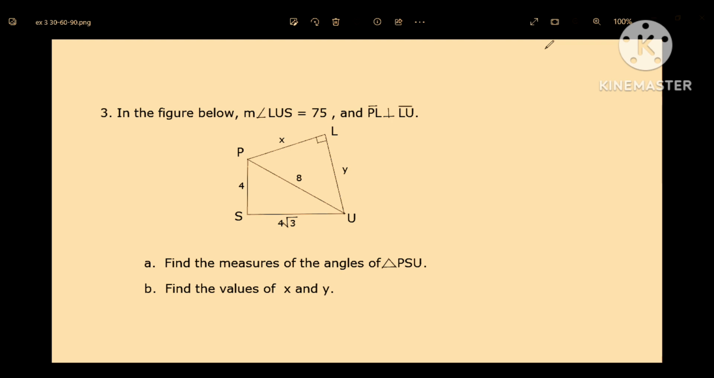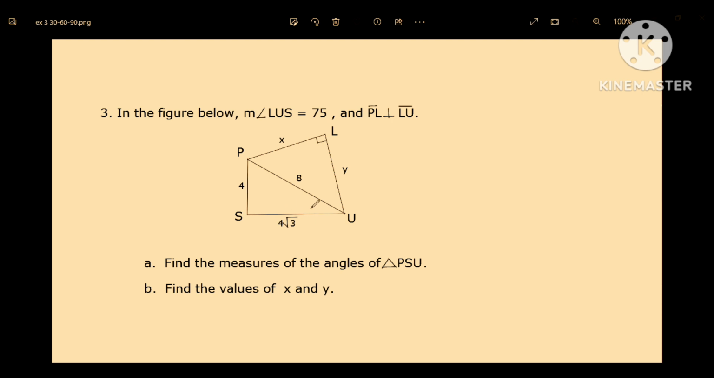Number 3. In the figure below, measure of angle LUS equals 75 and PL is perpendicular to LU. Now we're asked to find the measures of the angles of triangle PSU. Now, looking at the dimension of the legs of triangle PSU, the shorter leg is 4 and the longer leg is 4 square root of 3. It looks familiar, right? So that makes the triangle a 30, 60, 90 triangle.